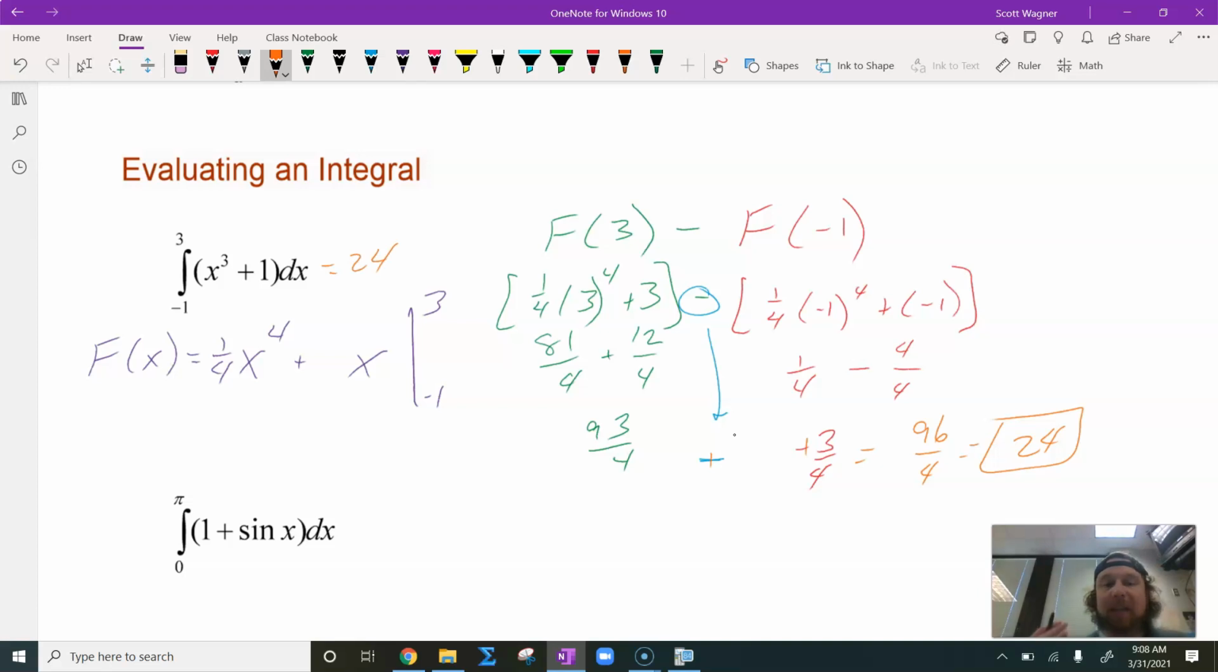And if you want to apply this and say, okay, does that mean that the area underneath that curve from the x value of negative 1 to the x value of 3 is 24? It sure is. All right, let's try another one here.